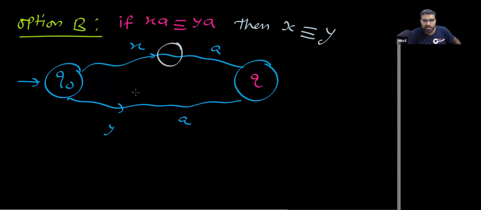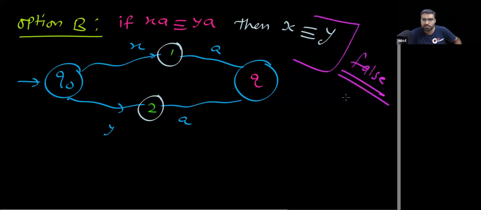No. Maybe this is going to some state here, maybe this is going to some state here. They can go to different states. Maybe on X you are going to state 1, on Y you are going to state 2. Is this point clear? So you can note that option B is false.